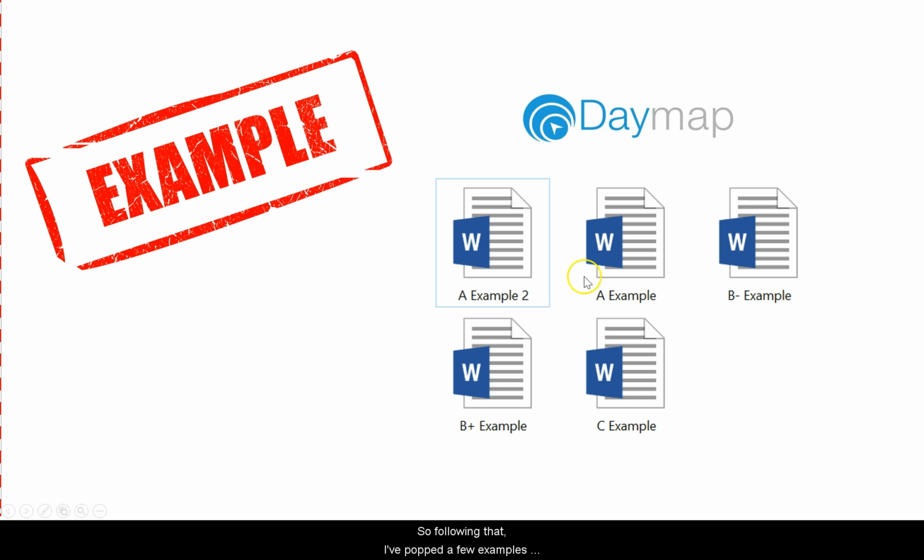So following that, I've popped a few examples on DayMap and on OneNote. We've got an A grade, another A grade, a B minus, a B plus, and a C grade. These are students from last year who completed this exact same task. This was across the board the best examples I could find for you. So there's not an example of each of the tasks. Most students did a diary entry, a letter, or a story.